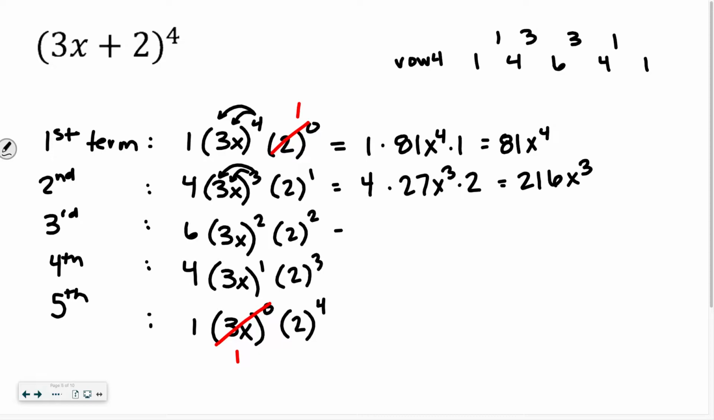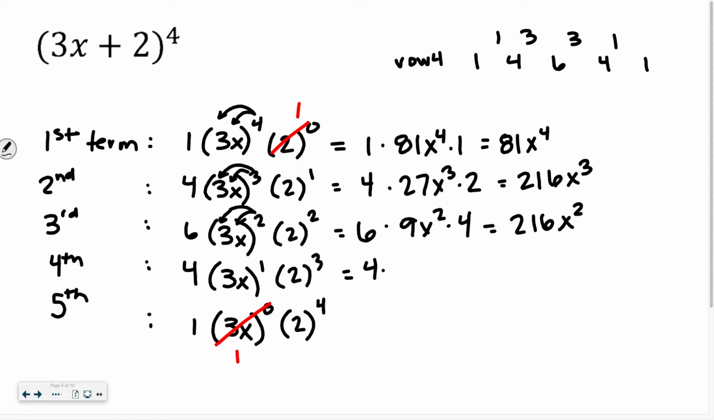Okay, next one. 6 times. What value? 9x squared. Don't forget to square the 3, right? 9x squared times 4. That's what? 54 times 4. 216 again? 216x squared. Okay. Next one.